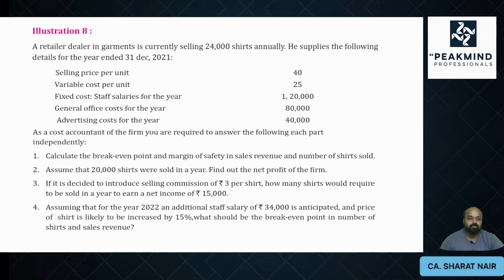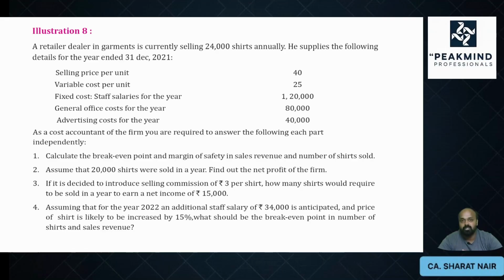Going for the next illustration, they are saying a company is manufacturing shirts, and currently it is selling 24,000 shirts. They have given the cost structure and sales value. Sales price is 40 per unit, variable cost is 25 per unit, and fixed cost is given as a breakup totaling 2,40,000: 1,20,000 plus 80,000 plus 40,000. Now, a beautiful question. All the 4 conditions below are independent situations, evaluated independently without mixing them.